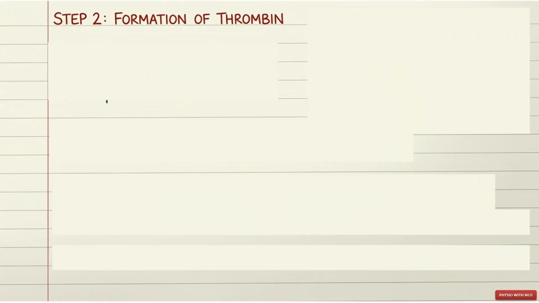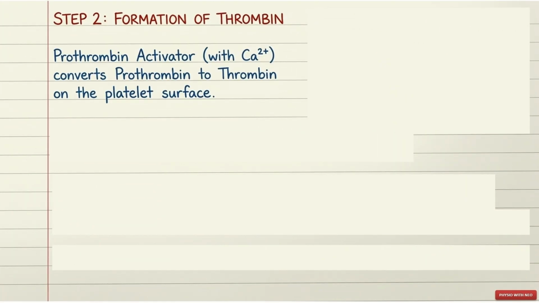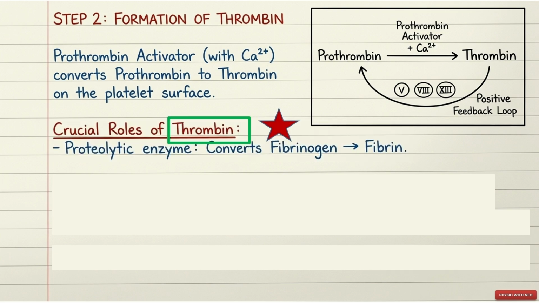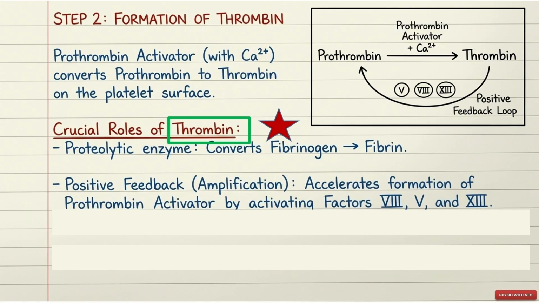Formation of thrombin. Now both the pathways merge here. The end product of extrinsic and intrinsic pathway is prothrombin activator. This prothrombin activator along with the calcium converts prothrombin to thrombin on the platelet surface. So remember here, thrombin is the star of coagulation because it performs 2 main actions. First one is a proteolytic enzyme. It converts fibrinogen to fibrin. And this also activates positive feedback. That is, it accelerates the formation of prothrombin activator by activating 3 factors, factor 8, 5 and 13.